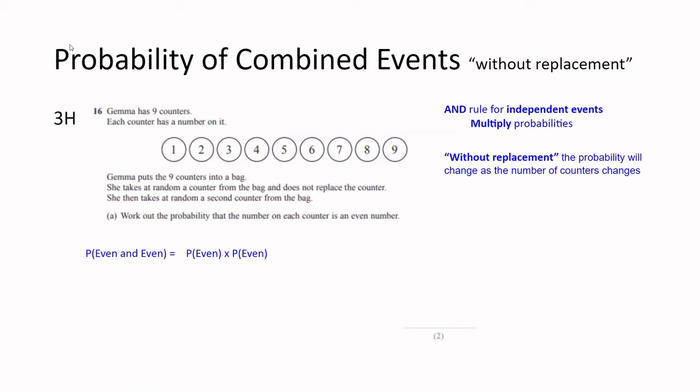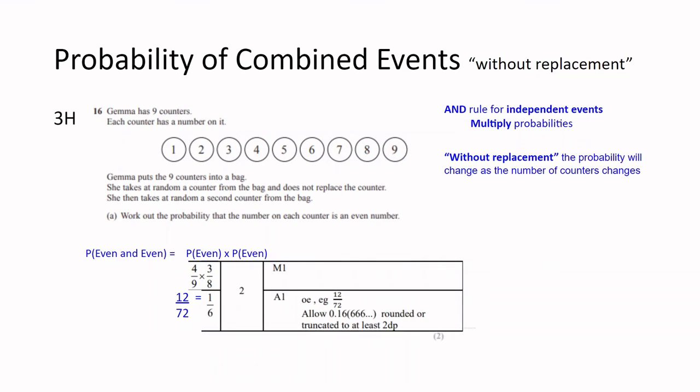On the first try, the number of even numbers are 1, 2, 3, 4. So she's got a chance of 4 out of 9. Whereas on the second try, one of those even numbers is gone. So she's got 3 even numbers left out of 8. So our combined probability would be 4 over 9 times 3 over 8, which is 12 over 72, which of course simplifies to be 1/6.